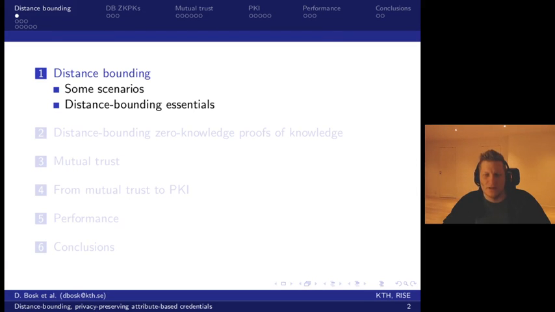So we'll do an overview. Then we'll talk about our contribution, which is distance bounding zero-knowledge proof of knowledge for discrete logarithms, and give an overview of what that means. Then we'll talk about our two constructions. One based on mutual trust, which is a stepping stone to the full version, which supports PKI, public key infrastructure for key management. Then we'll finalize by talking about performance and conclusions.